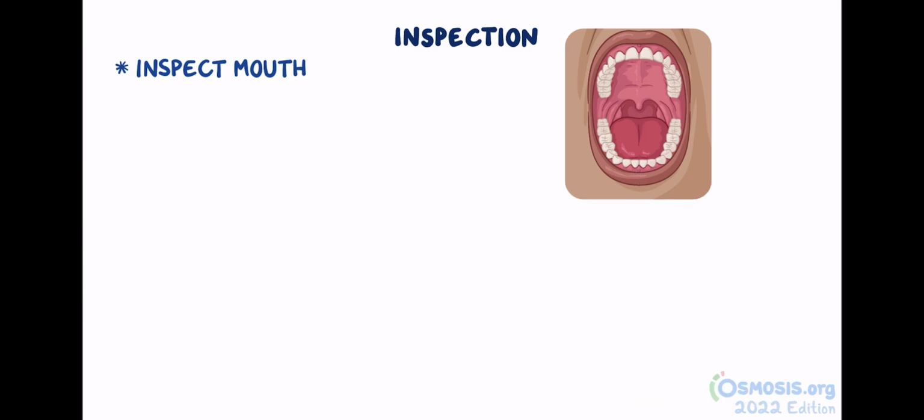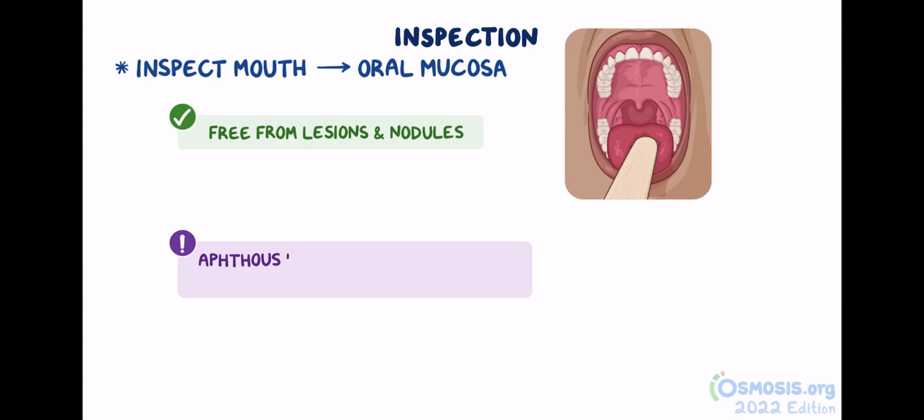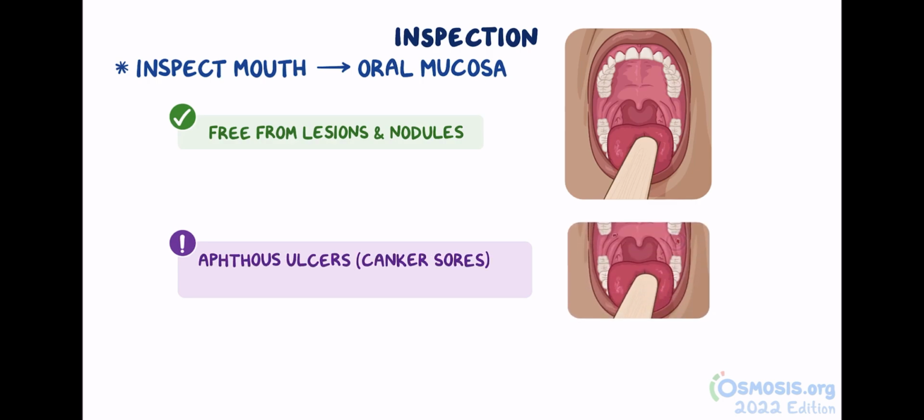Now, in order to inspect the rest of the oral mucosa, you'll don gloves and use a tongue depressor to help with visualization. The oral mucosa should be free from lesions and nodules, but you might visualize aphthous ulcers, or canker sores, which are self-limiting, small, painful, non-contagious lesions that can develop on the soft tissue of the mouth.